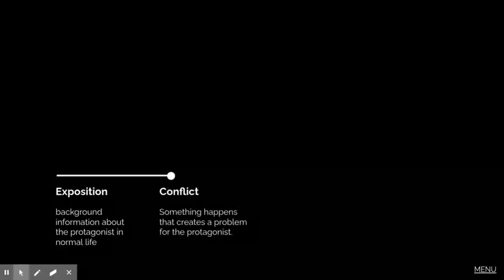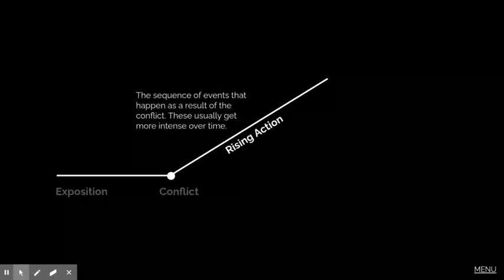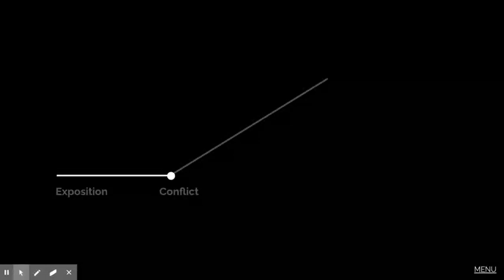So next we have the conflict. In the conflict, something happens that creates a problem for the protagonist. So things are going along normally, but then a conflict happens where something happens that creates a problem for the protagonist. Every story has to have some kind of conflict or problem, and this is where that starts.